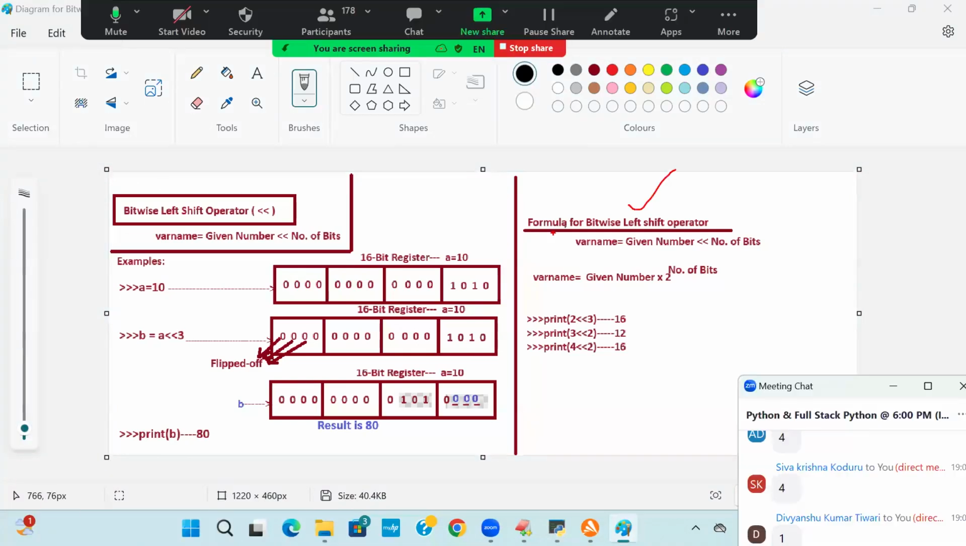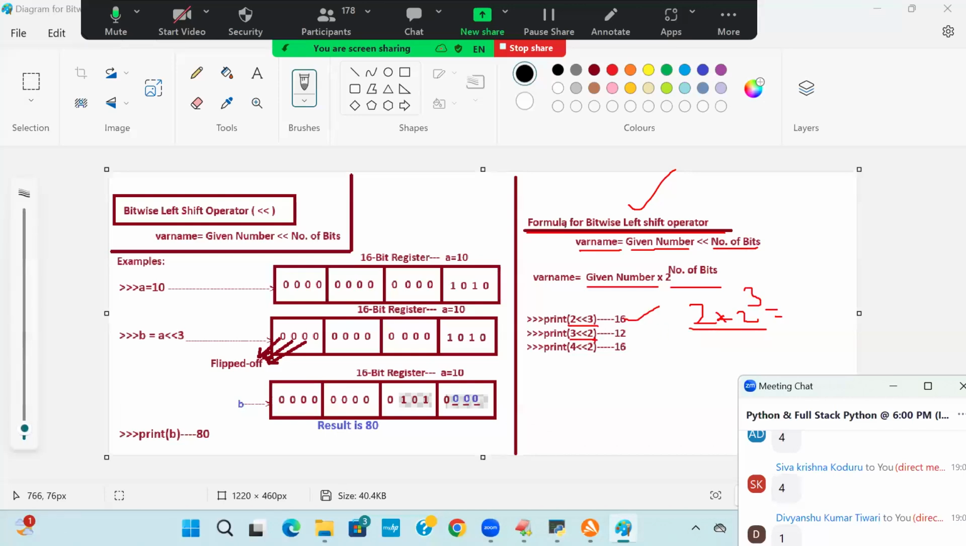I'm writing the formula this side also. What is the formula? The formula for the bitwise left shift operator is variable name, given number, double less than number of bits: given number into 2 to the power of number of bits. Given number is 2 double less than 3. What is this now? 2 into 2 cube. 2 into 8 is 16.